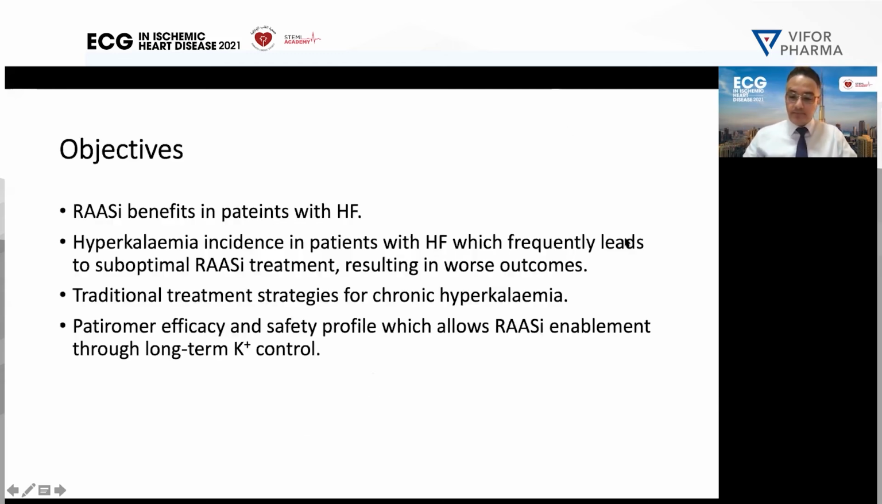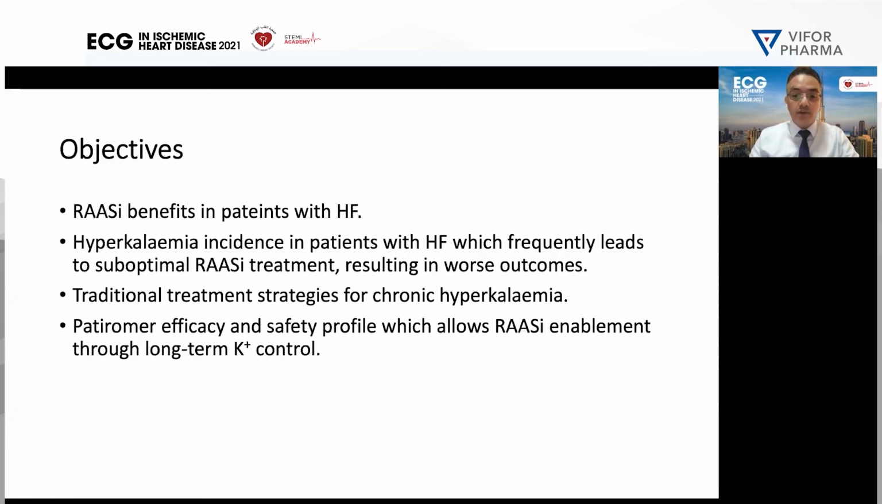These are the objectives of my talk. I will discuss with you the benefits of renin-angiotensin-aldosterone system inhibitors in patients with heart failure. This is a very important starting point of the talk, because we know those patients receive a lot of RASi inhibitors as per the guideline that help in reducing mortality and giving a very good outcome. And those medications also can lead to hyperkalemia. Hyperkalemia incidence in patients with heart failure, as I told you earlier, is frequent and leads to suboptimal RASi treatment, resulting in worse outcomes.